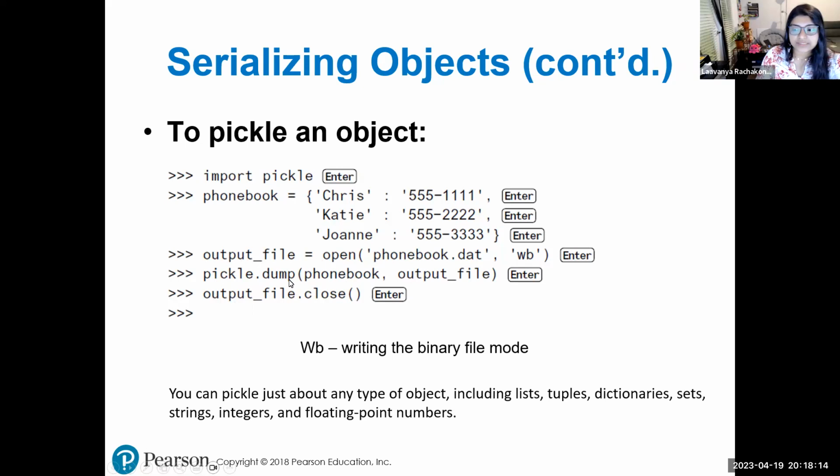Now after this is done, you will be looking at a file in your directory, the same directory as your .py program, and that will be with the extension .dat.